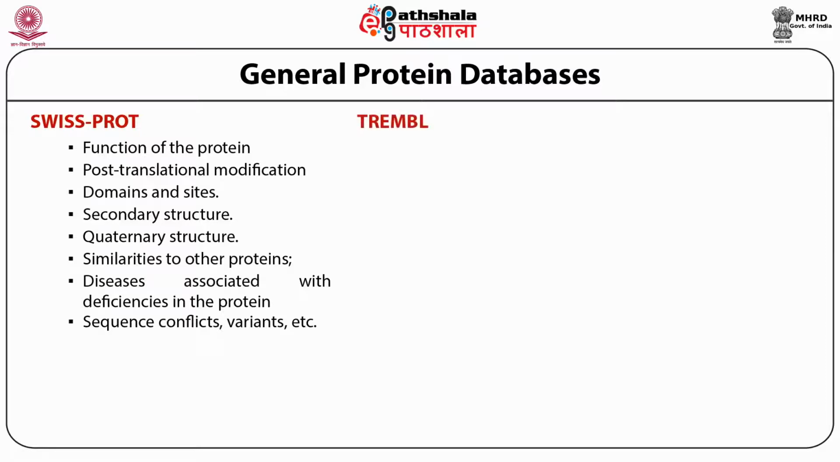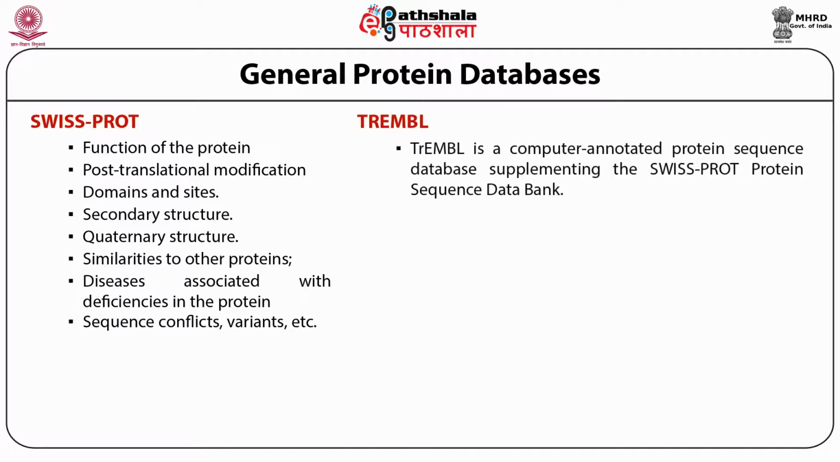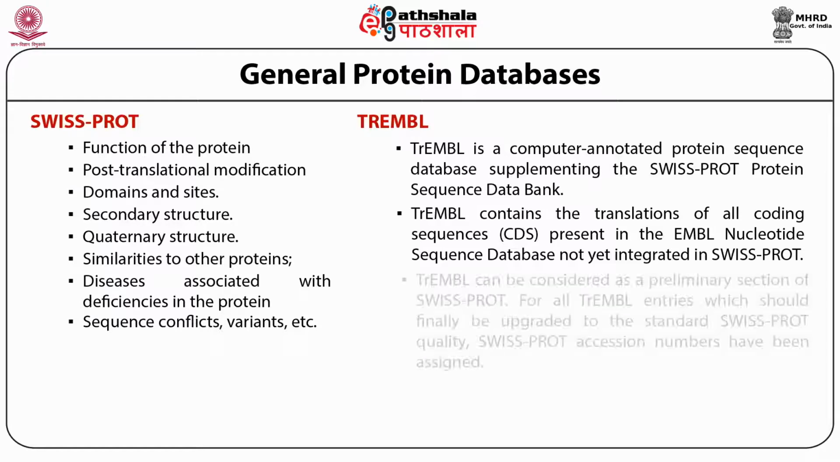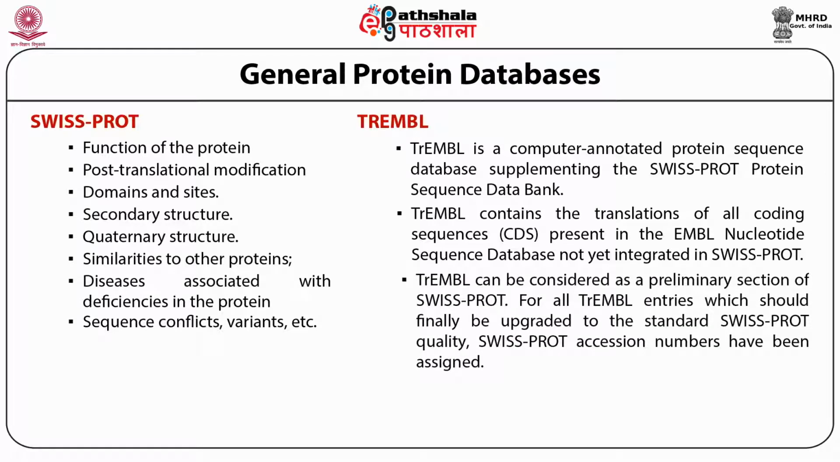The other is TrEMBL, the Translated European Molecular Biology Laboratory database. It is the translated version of EMBL, a computer-annotated protein sequence database supplementing the SwissProt protein databank. TrEMBL contains the translation of all coding sequences present in the EMBL nucleotide sequence database and not yet integrated in SwissProt. TrEMBL can be considered a preliminary section of SwissProt; all TrEMBL entries should finally be upgraded to the standard of SwissProt quality, and SwissProt accession numbers assigned. So there is some integration between TrEMBL and SwissProt.